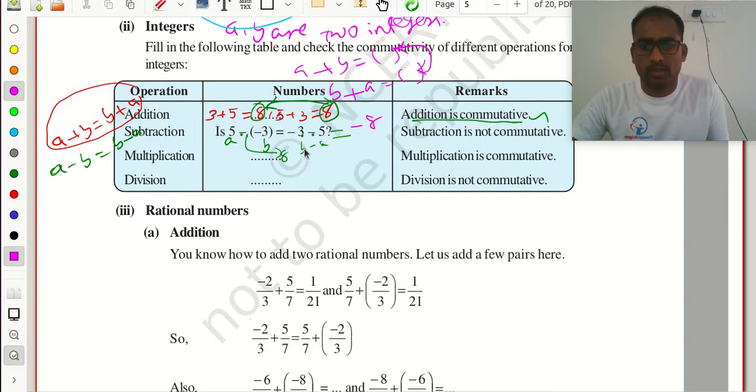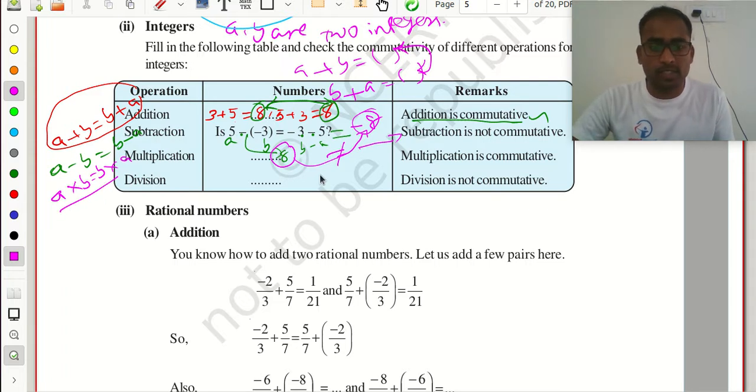It's minus 8. So this 8 and minus 8 are not equal. So I can say here subtraction is not commutative. Then multiplication. A and B are two integers. If A into B is equal to B into A, then I can say this multiplication is commutative.